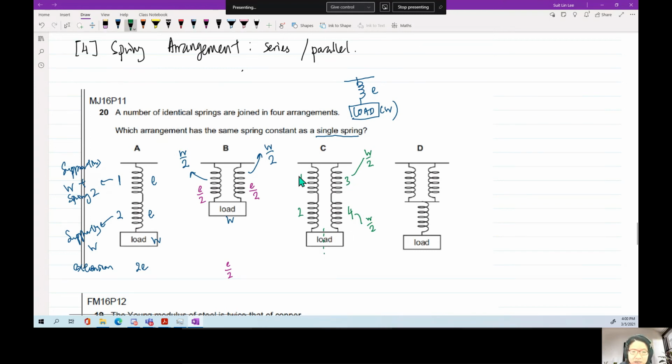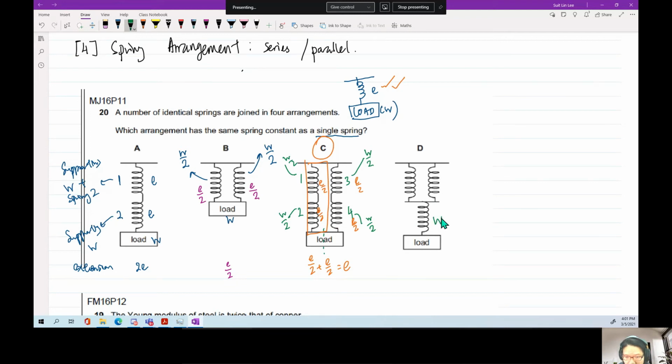Okay. So here is still W over 2. Here is W over 2. So if I total up the extension, I'm going to get E over 2, E over 2 on one side, and E over 2, E over 2 on the other side. So if I take just a single side here, the extension will be E over 2 plus E over 2, which is E. We want the extension E.